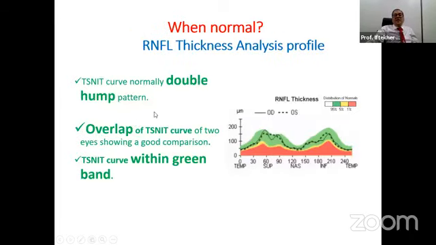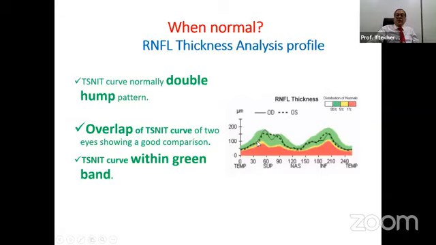We say the retinal nerve fiber layer is normal when it is a double hump, when the data lies throughout the segment within the green band, and when the two eyes' data overlap with each other. When these three criteria are fulfilled, we say it is normal.